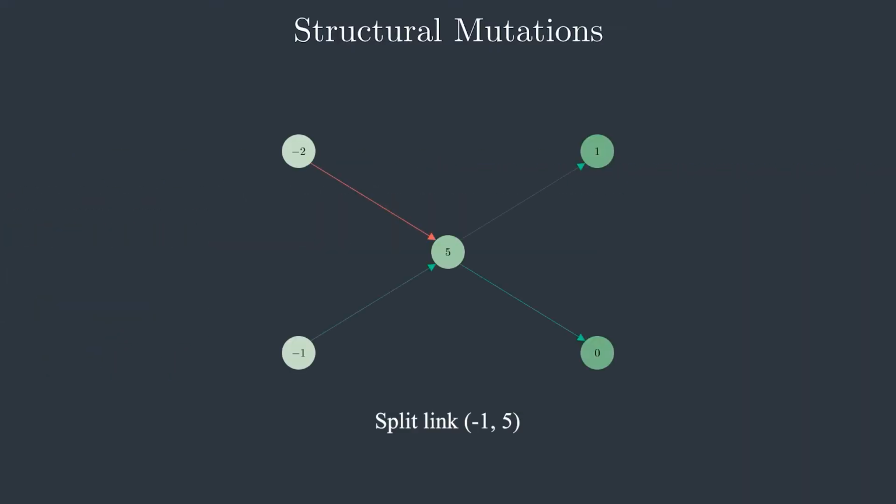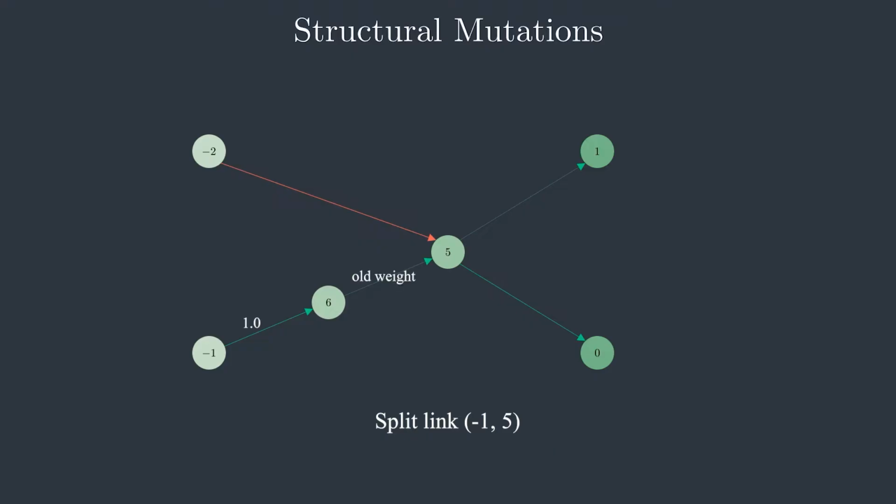This is implemented by choosing a random link, then splitting it by adding a new neuron and two new links. The old link is still kept in the genome, but is disabled so it doesn't show in the phenotype. The weight of the first link is set to 1, while the weight of the second link is the same as the weight of the old link.